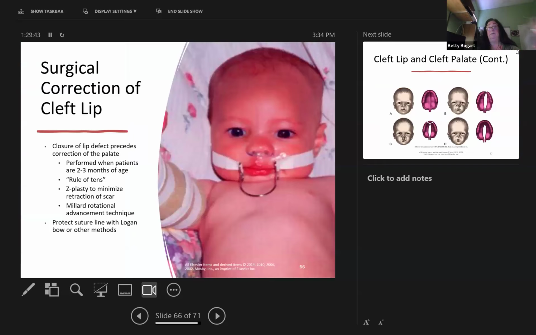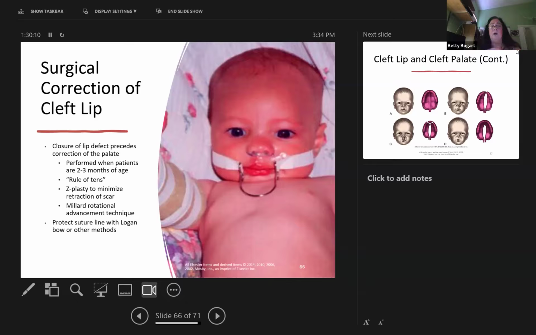So GI, mouth to anus. So what can happen with the mouth? It could be a cleft lip, cleft palate. A cleft lip could be on one side or both sides, and we need to do something because how can you eat if you can't wrap your lips around a nipple or around a bottle? And you can't make that suck.